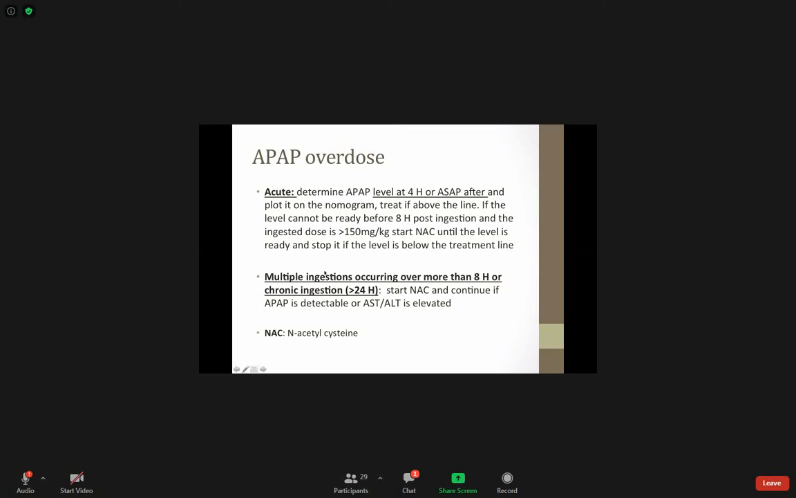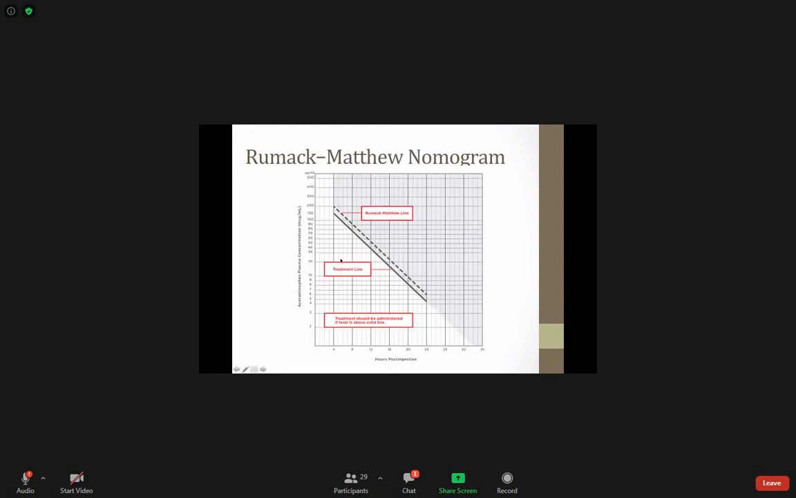If they took multiple ingestions over more than an 8 hour period, or they ingested acetaminophen over more than 24 hours, then you cannot use the nomogram because the nomogram goes only for 24 hours. Then in these patients, you start NAC and you ask for acetaminophen level and liver enzymes. If the liver enzymes are not normal or acetaminophen is detectable, then you give them acetylcysteine. So only 2 situations, to make it easier.